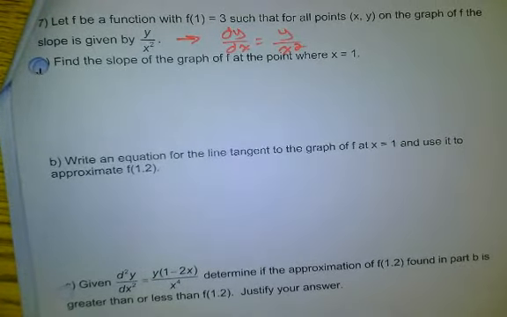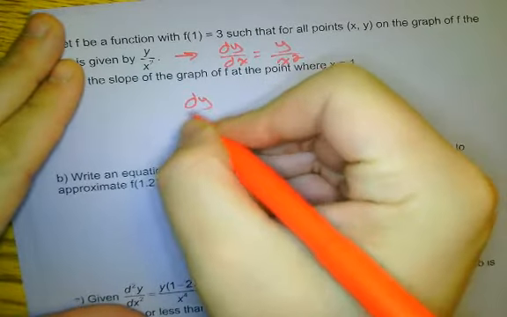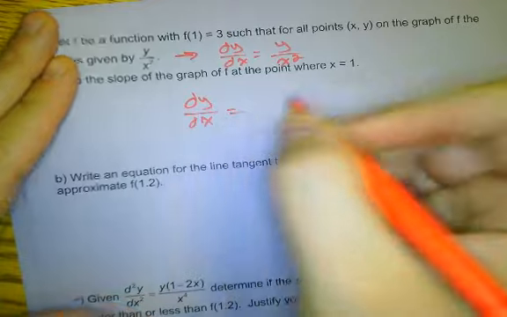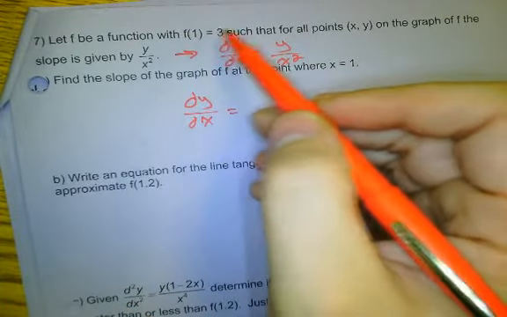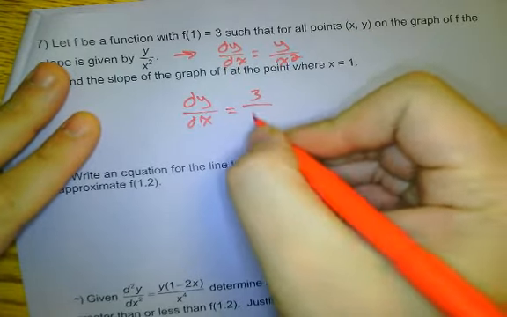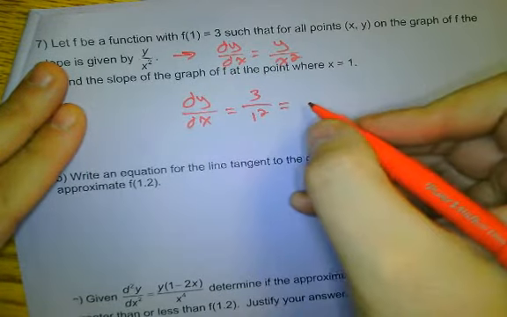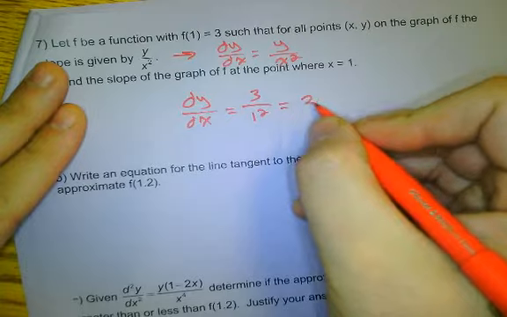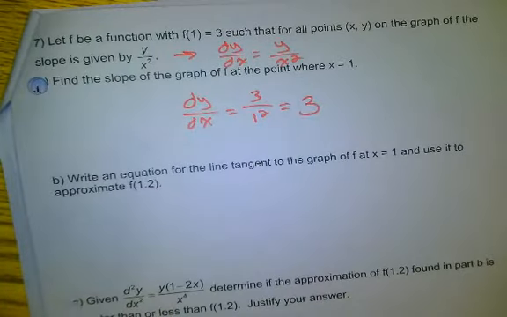Okay, so what's the slope now at 1? What am I plugging in? Oh, very good. A 1 for what? What about the y? 3. It says it right up here. So whenever x is 1, y is 3. So 3 over 1 squared, which is 3. The slope is 3.